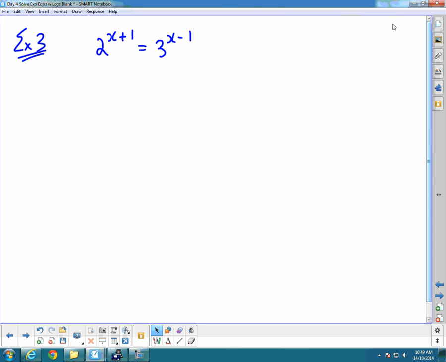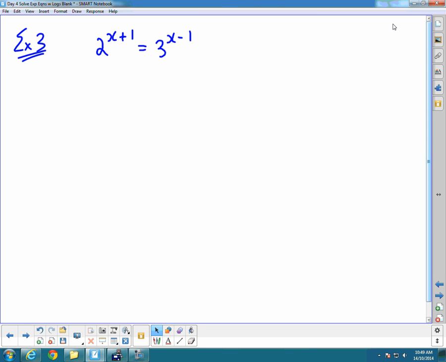All right, let's move on to example 3. You'll notice it's similar in that we can't find a common base. The difference, of course, is we have x in 2 exponents. But our strategy is going to be similar in that we're going to take the log of both sides. So first I'll give you a second to write down example 3.